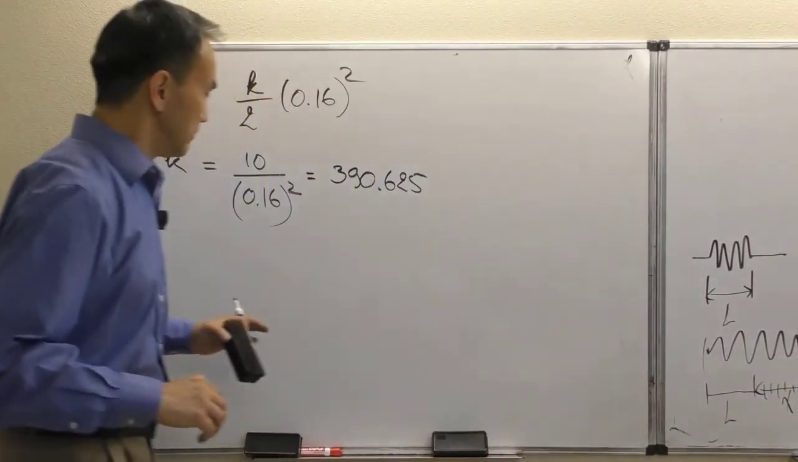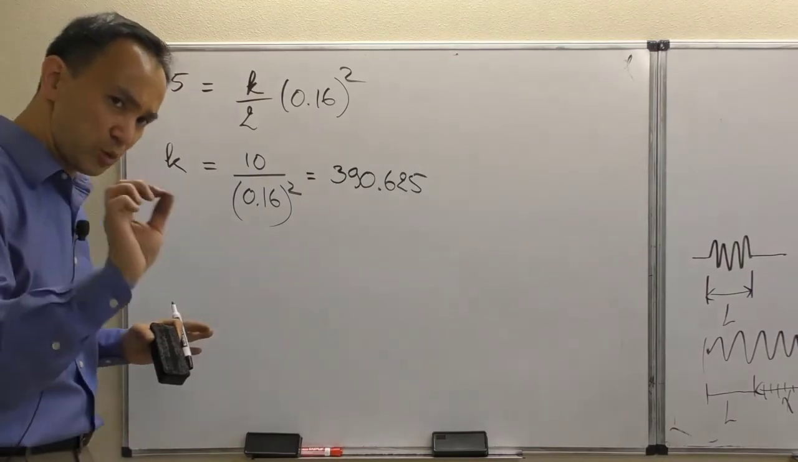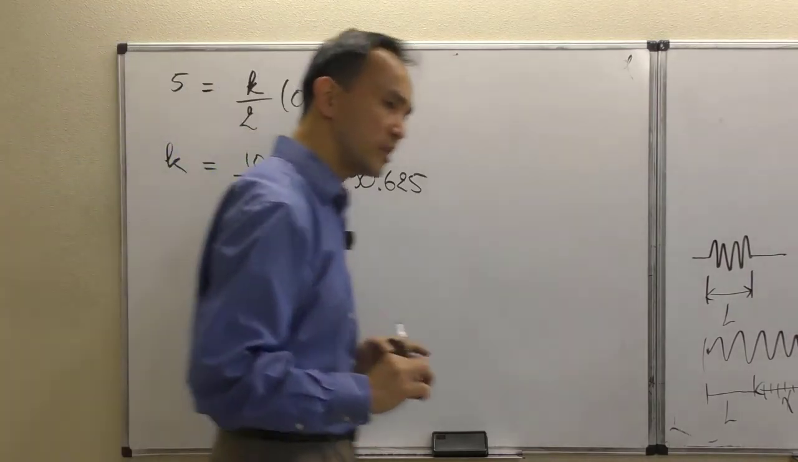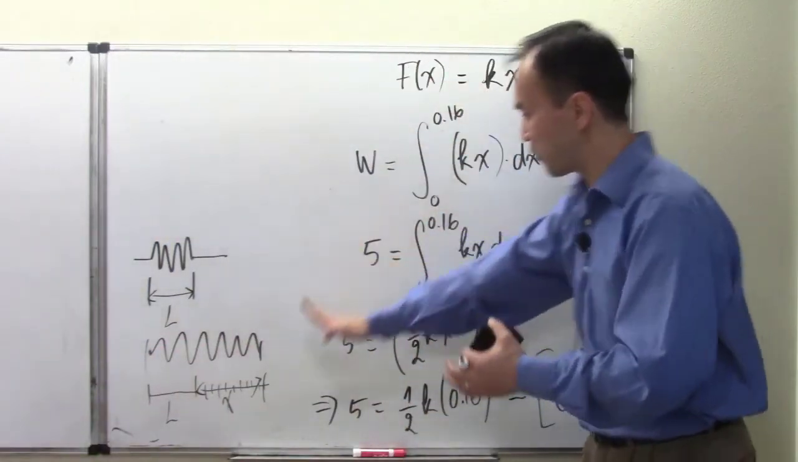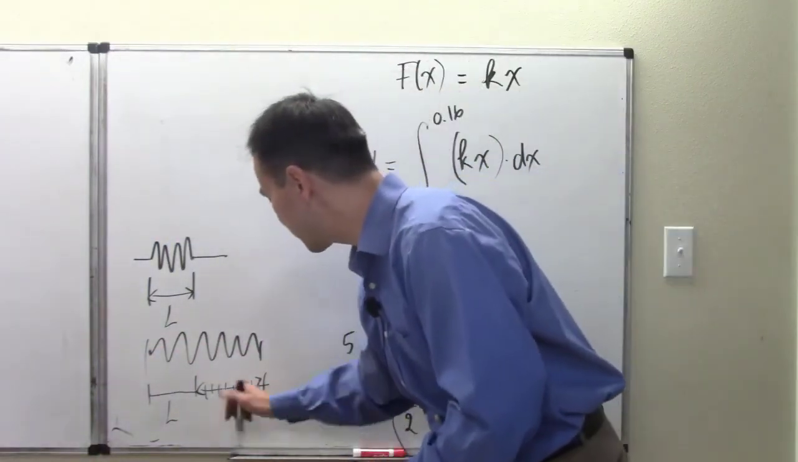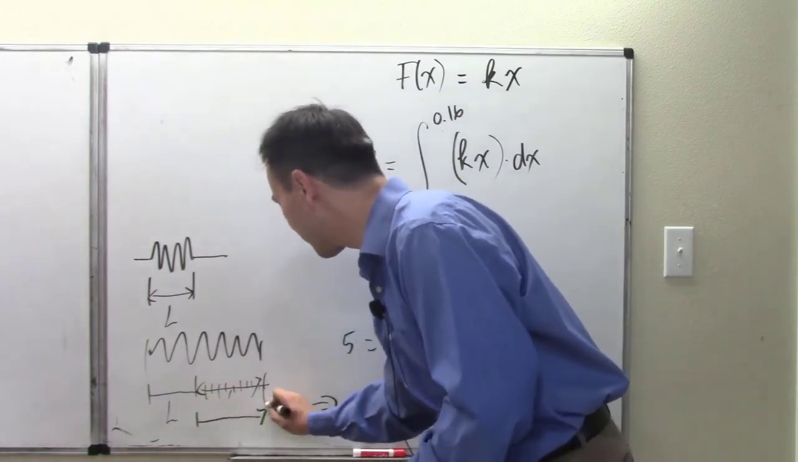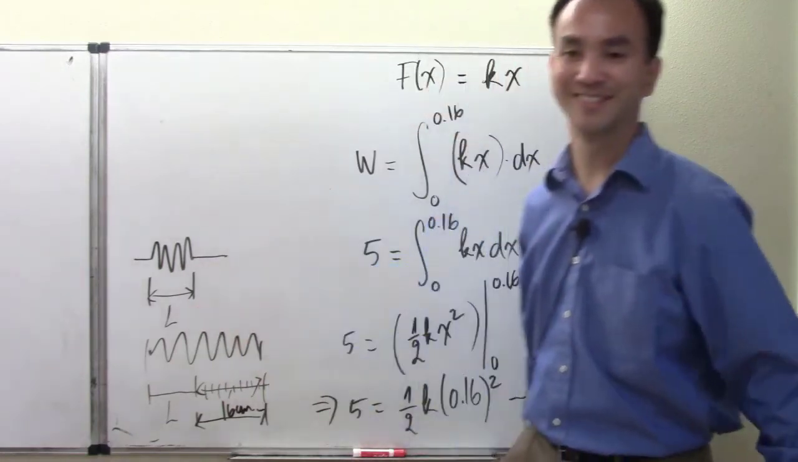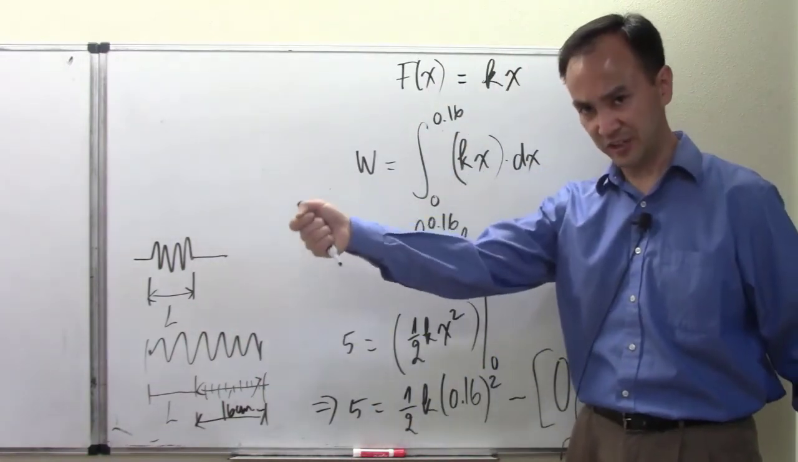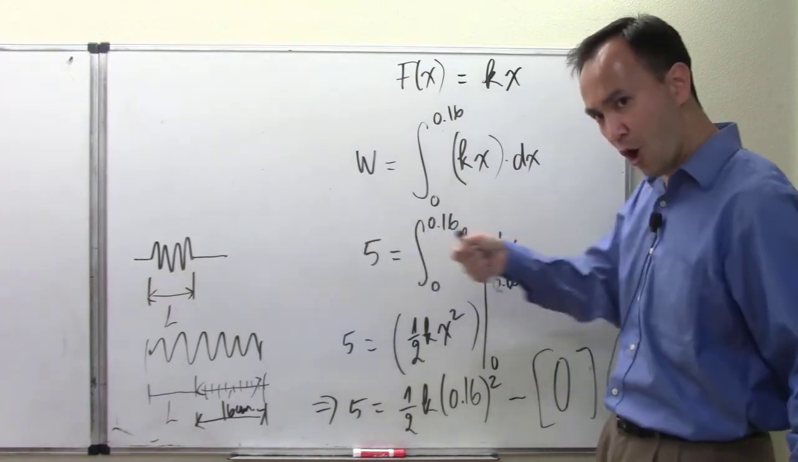All right. So we arrive at the spring constant, but let's one more time swing back and look at the wording description. The problem wants us to find how much force. So what is the force in newtons that holds the spring stretched at the same distance? Okay, so the same distance. What distance? If we stretch the spring 16 centimeters, how much force does it take? How much force do we need to exert on the spring ends to pull it out?